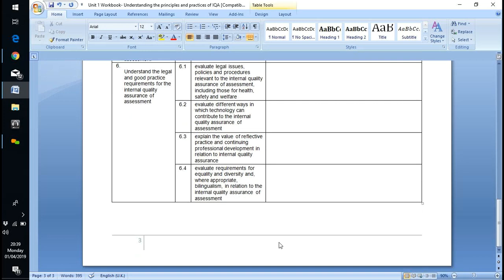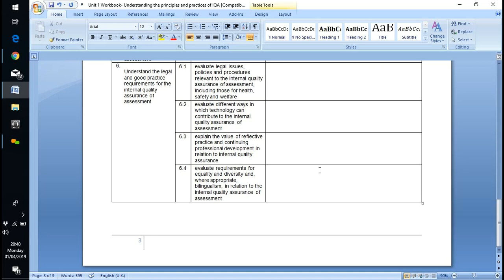And finally, evaluate the requirements for equality and diversity where appropriate. This is where adjustments, or reasonable adjustments, can be made for learners in different situations. Maybe they have some sort of disability, which can be got round to include them. And sometimes bilingualism will help, where you may need to use a translator to make sure that the candidate fully understands what they've got to do. Maybe that their English is okay, but you must make sure, certainly in practical assessments, that people know exactly what they've got to do.